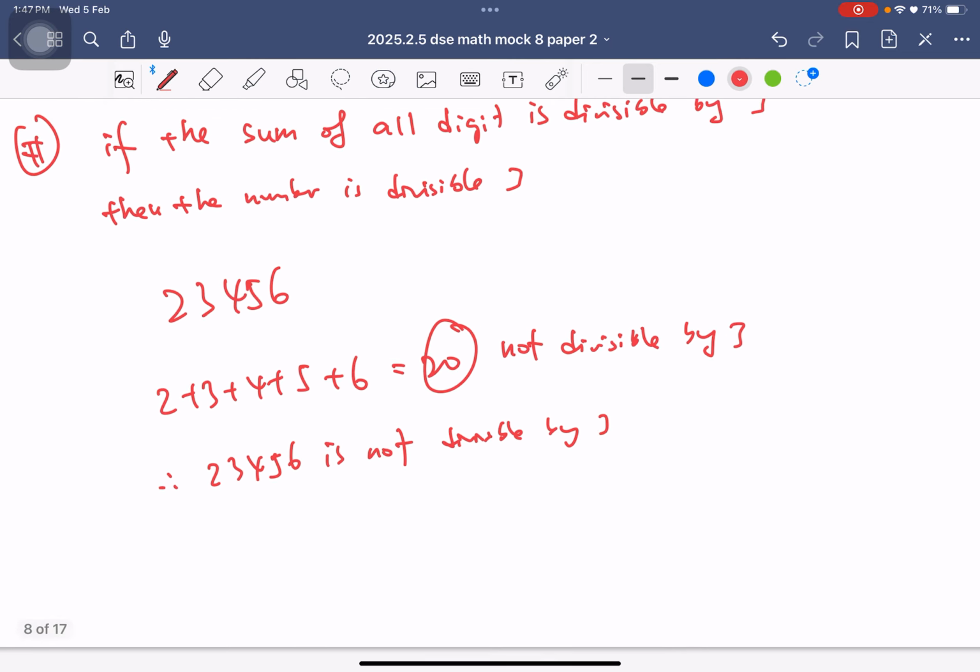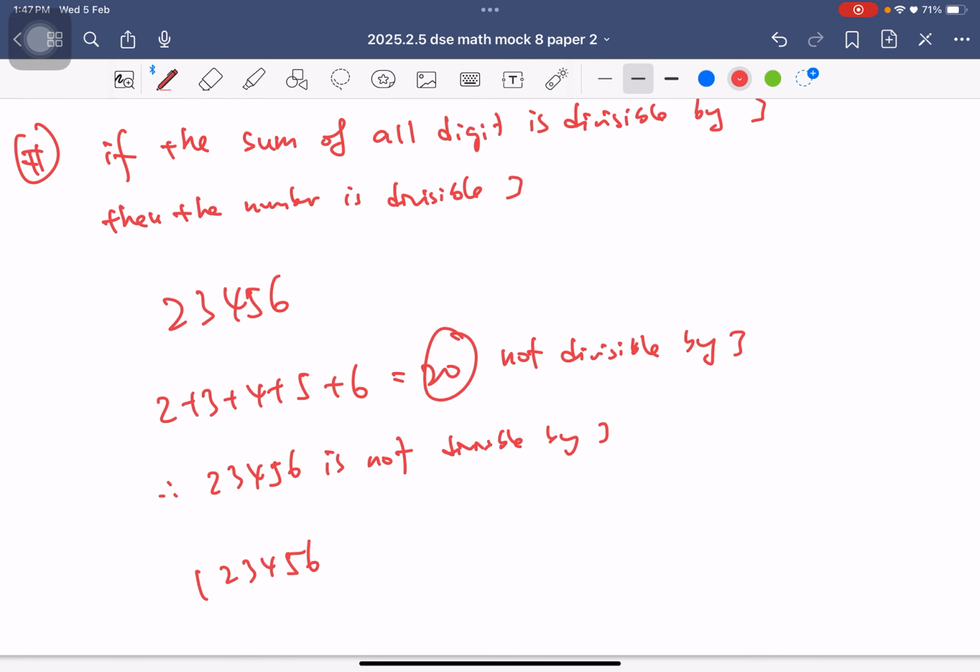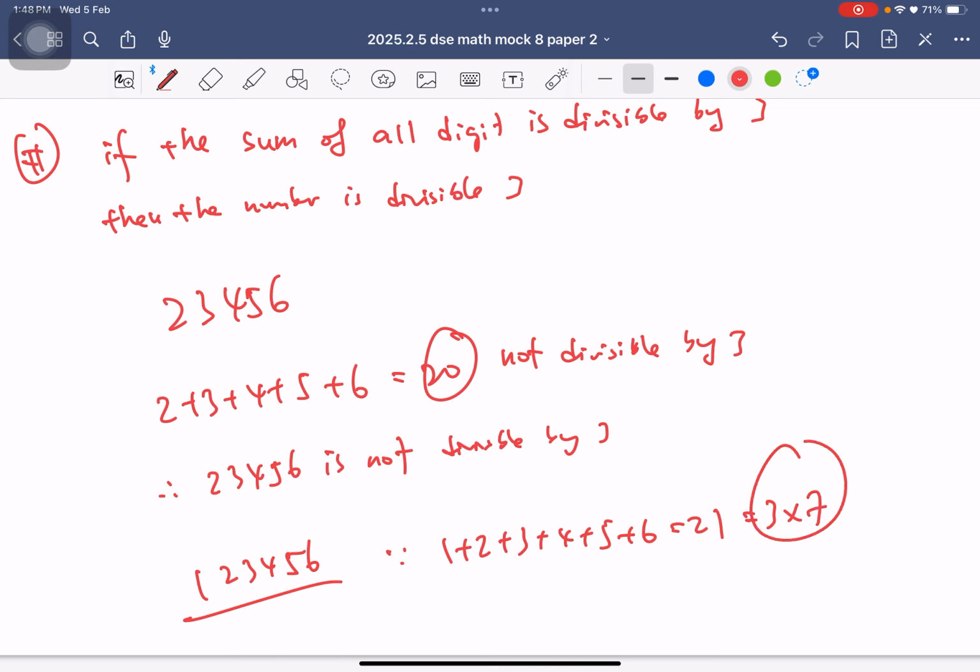Then how about 123456? Is this divisible by 3? Yes or no? Yes, because 1 plus 2 plus 3 plus 4 plus 5 plus 6 is equal to 21, which is equal to 3 times 7. This is actually a multiple of 3. So 123456 is divisible by 3.